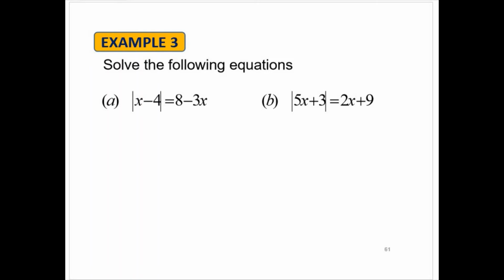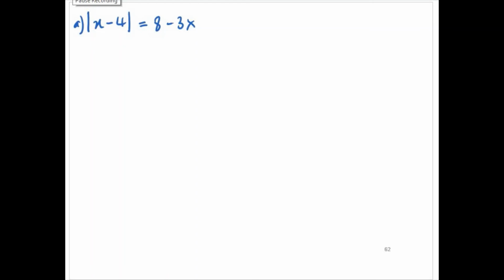Example 3. Solve the following equations. A: modulus x minus 4 equals 8 minus 3x. B: modulus 5x plus 3 equals 2x plus 9. So this is an absolute equation. Remember, we must separate this into 2, which is first the positive right hand side and secondly the negative right hand side. Okay, so let's discuss A. Modulus x minus 4 equals 8 minus 3x. First, we need to separate. So we will have x minus 4 equals 8 minus 3x, positive. Then we have x minus 4 equals negative of 8 minus 3x.